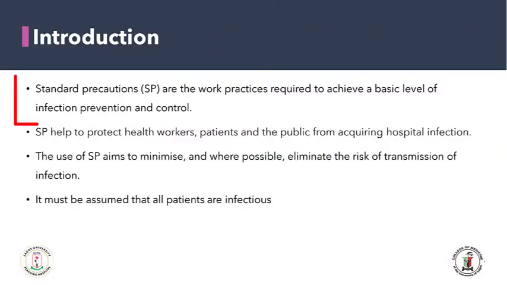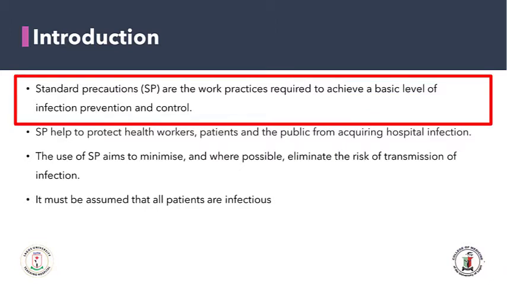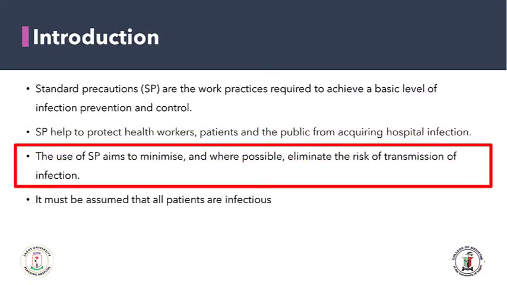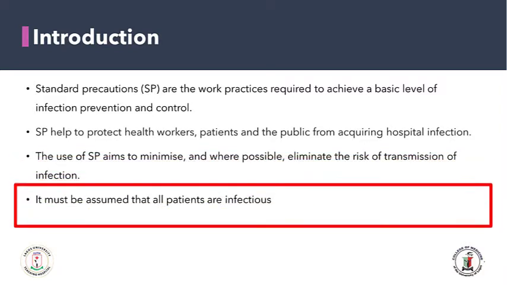Standard precautions are work practices required to achieve a basic level of infection prevention and control. They are things that you must do at all times with all patients. It helps to protect healthcare workers, patients, and the public from acquiring healthcare-associated infections. And the use of standard precautions aims to minimize and, where possible, eliminate the risk of transmission of infection, which means that you must assume that all patients are infectious.